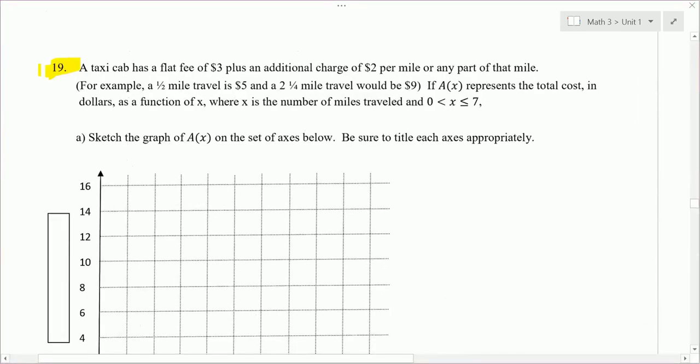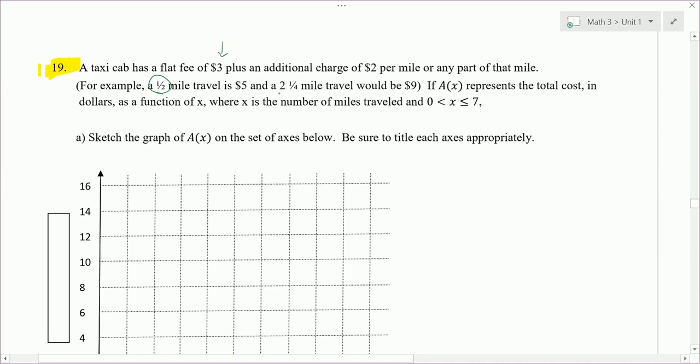So a half-mile travel is $5 and a 2 1/4 mile travel would be $9. Let's just make sure we understand this. If you traveled a half a mile, you got your first $3 plus $2 per mile. Well, we haven't gone a full mile, but any part of that mile you're charging your $2. So that's where the 5's coming from, 3 plus 2.